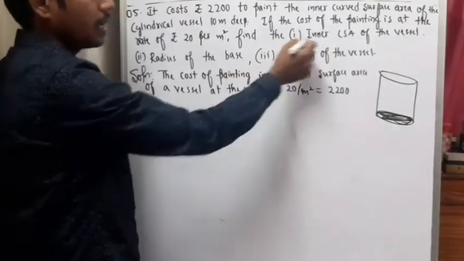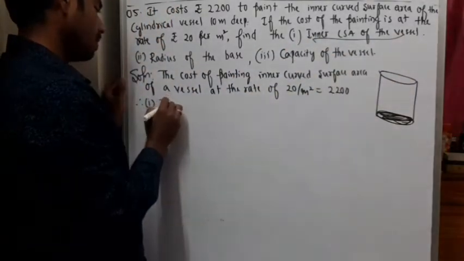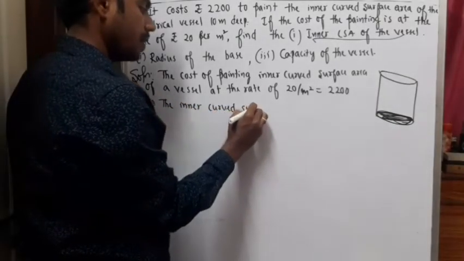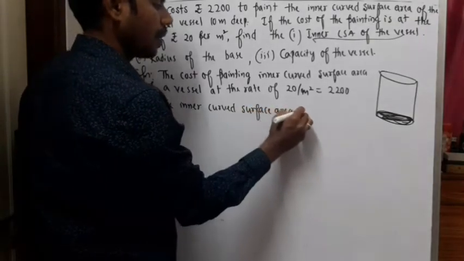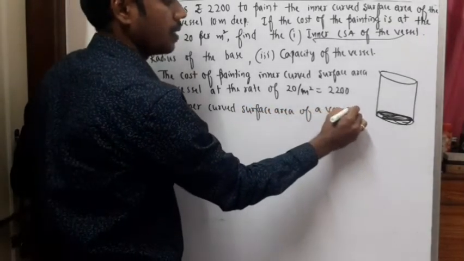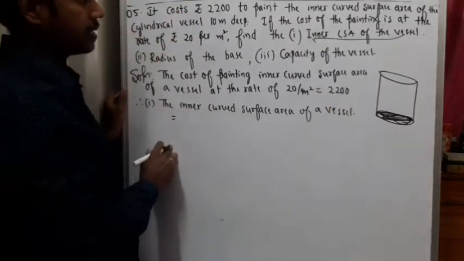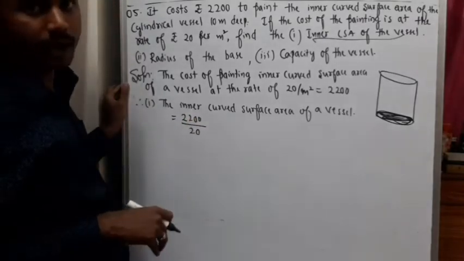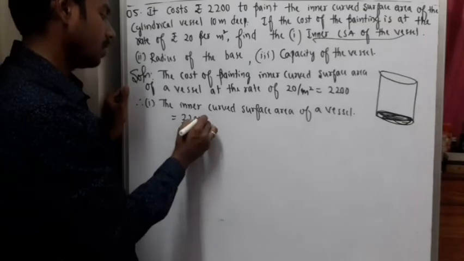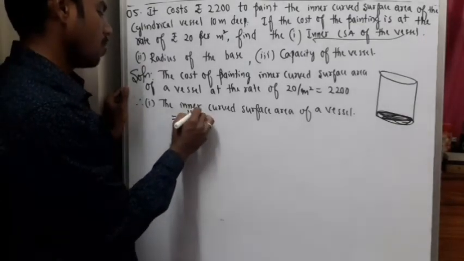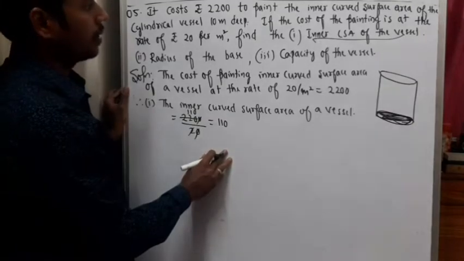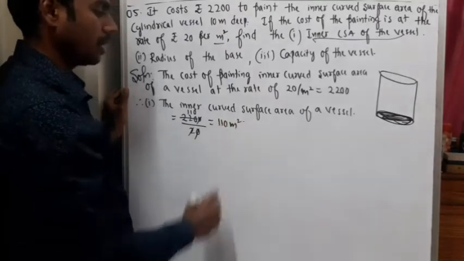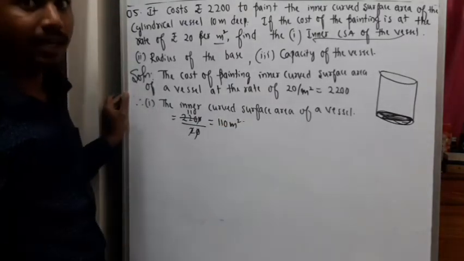Therefore, the inner curved surface area of the vessel is equal to, what is that? See, 2200 divided by 20 will give us the inner curved surface area of a cylindrical vessel. So this 0 will get cancelled. 2 11s are 22, that is 110. Since it is per meter square, so 110 meter square. This is the inner curved surface area of a cylindrical vessel.